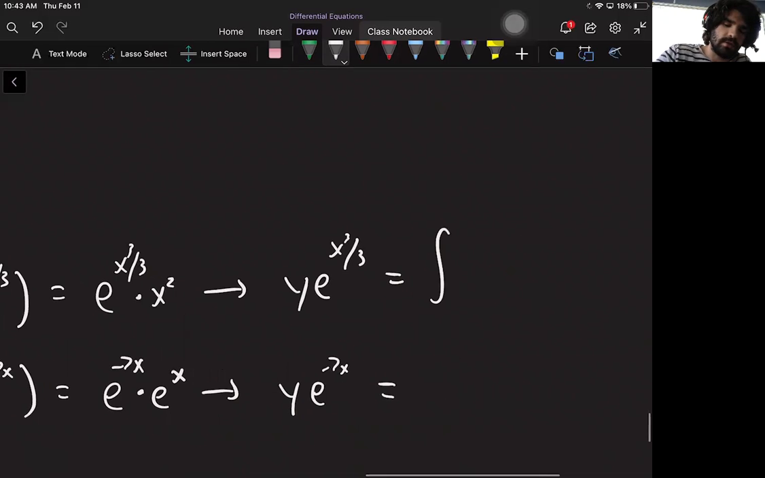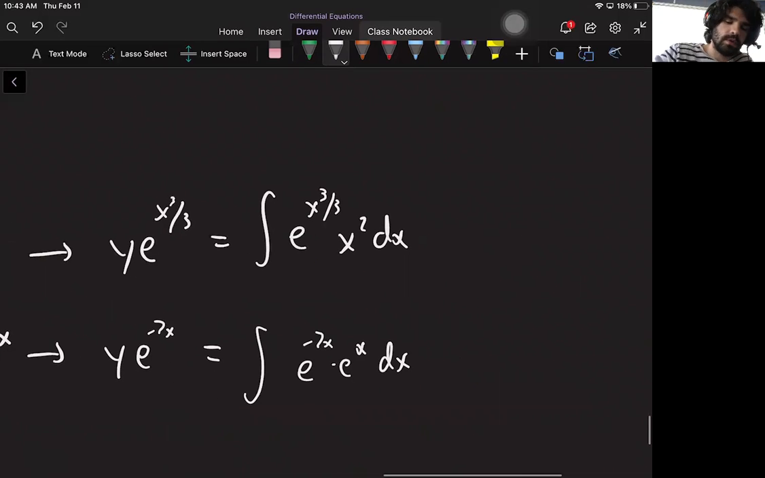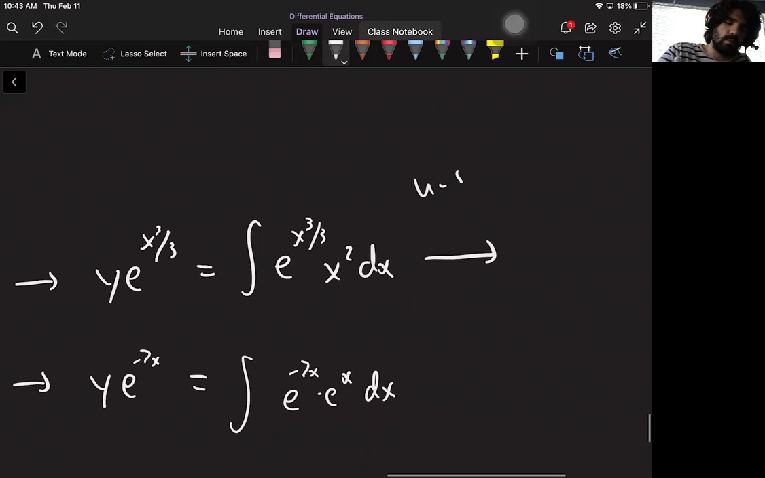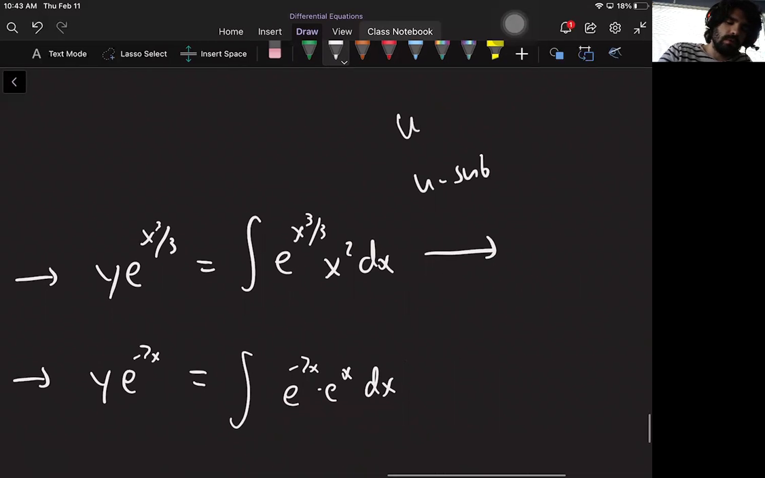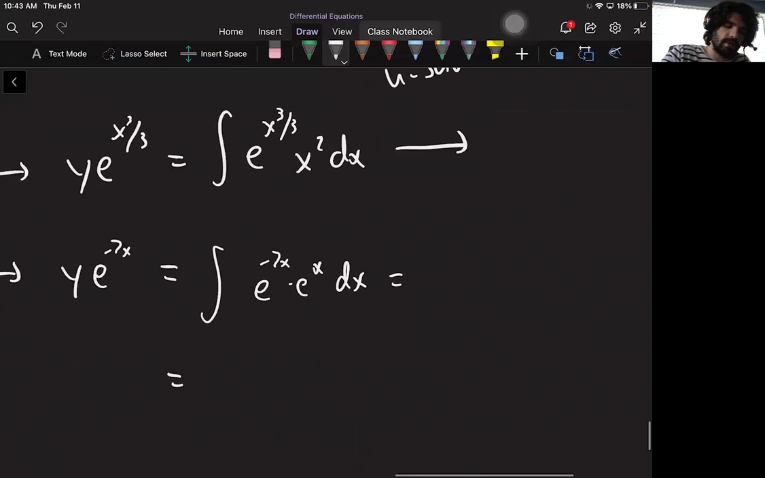But then on the right, I have to actually do the integral. So that's the hard part of this technique: can I do this integral? And if I can't, then this is where I would get stuck. So on the first one, I can use u sub. If you just do u equals x cubed over 3, it'll work out. And on this one, you have to remember that you can add the powers because the bases are the same. So this is really just e to the negative 6x, because negative 7x plus 1x gives you negative 6x.